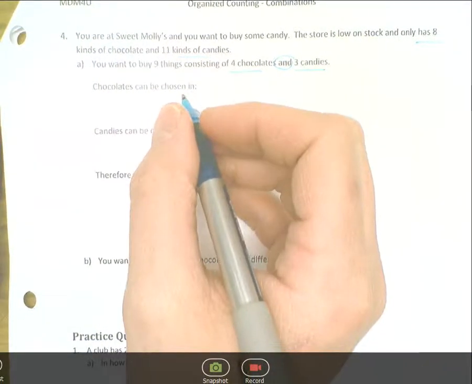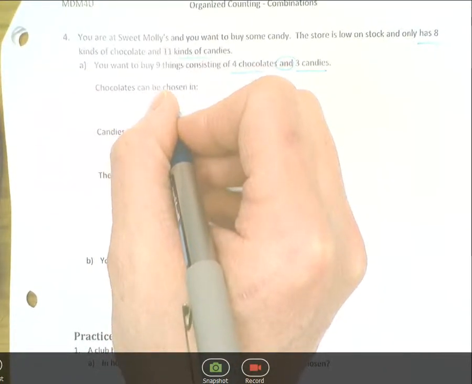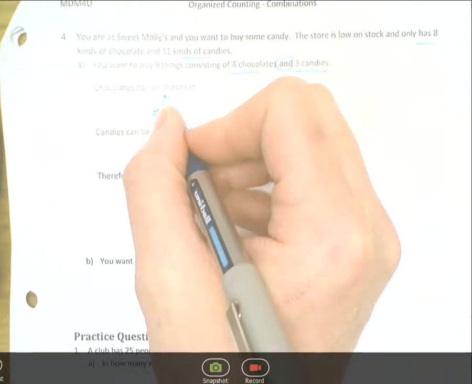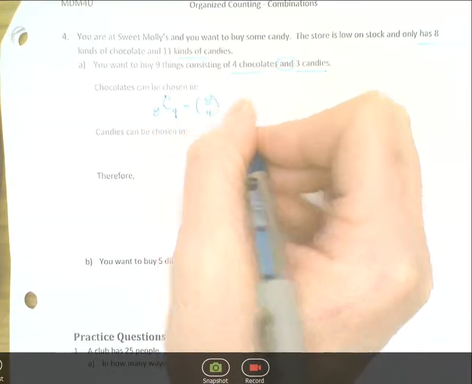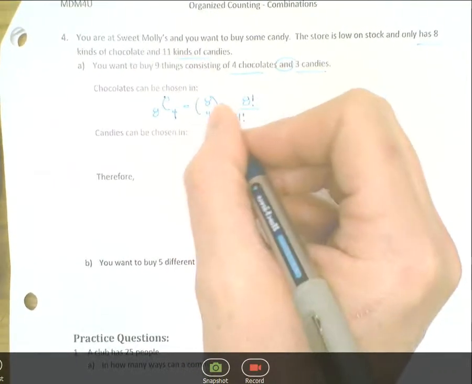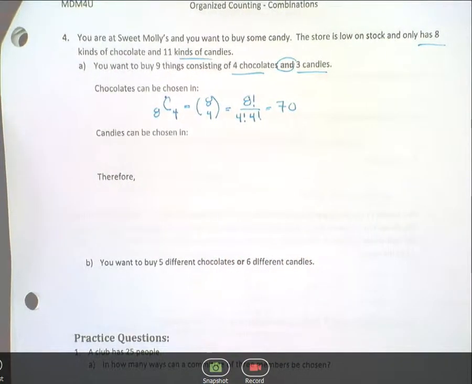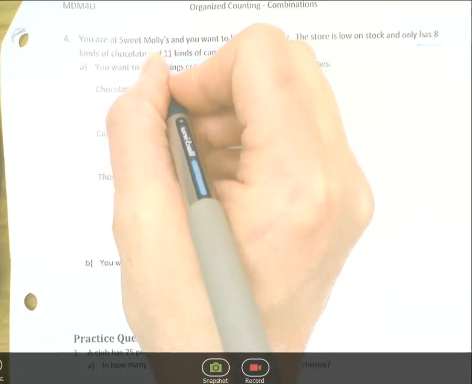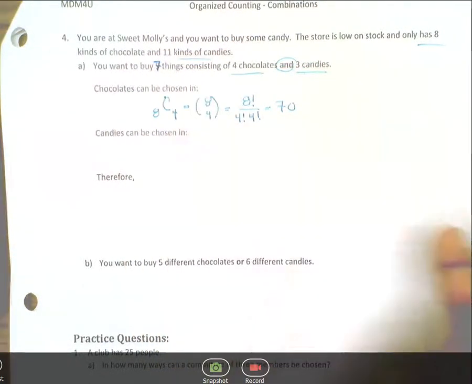Well, we know that there's 8 kinds of chocolate, and because I don't care what order I get the chocolate in, I'm picking just 4 of them. So that's 8 choose 4. 8 minus 4 is 4 factorial. The objects, I'm arranging 4 factorial items, so there's 70 total combinations of chocolates I could pick. And this is clearly 7, not 9. Makes no sense, because 4 plus 3 is 7, not 9.